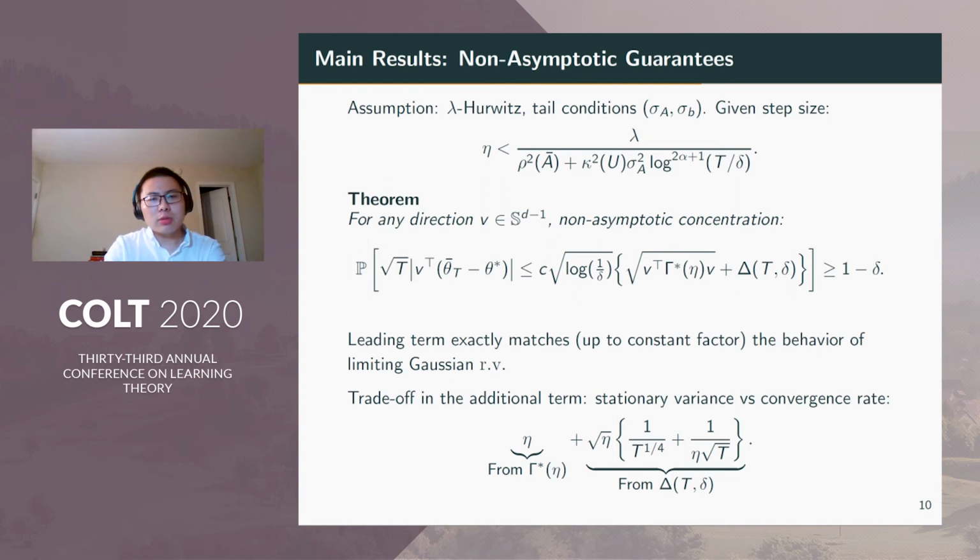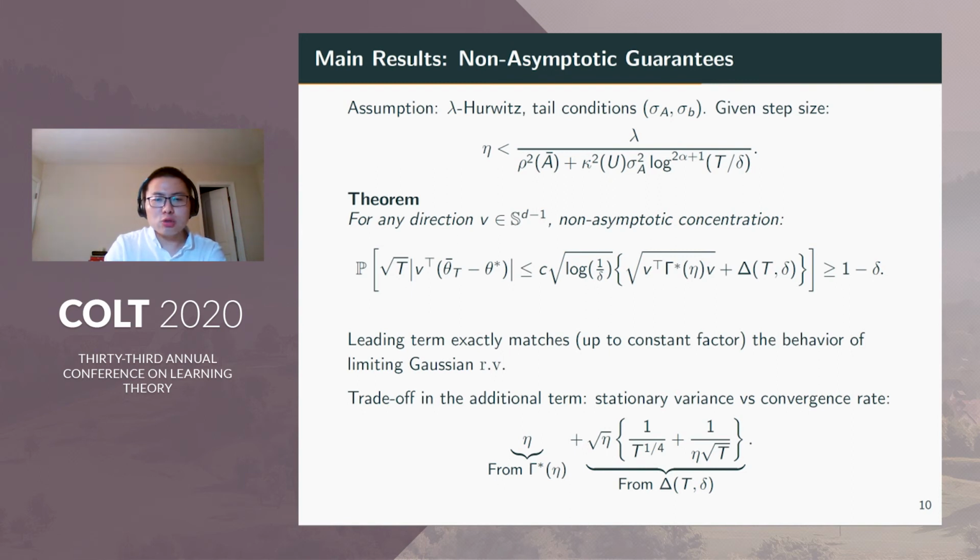And our non-asymptotic results show that this can be true. Actually, we show that under some tail assumption and a slightly stronger requirement on the step size, at any fixed direction, we can show an upper bound which matches the behavior of a limiting Gaussian random variable up to constant factor and an additional higher order term delta t, which goes to 0 as t goes to infinity.